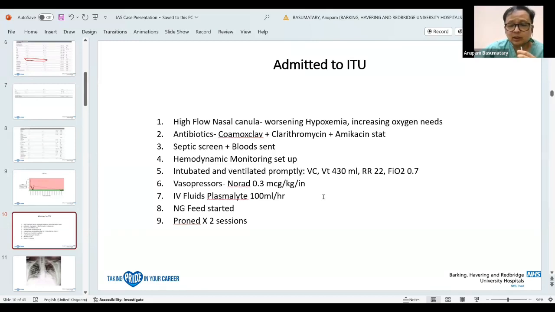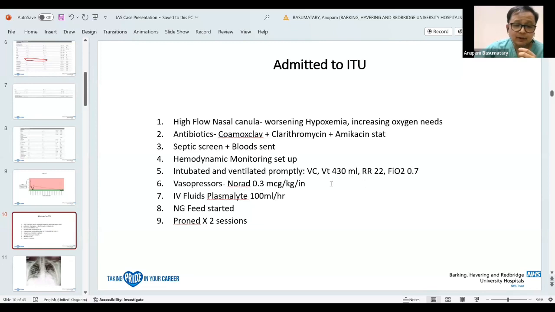Volume control mode, with a tidal volume around 430. PEEP quickly went up to 8 to 10. Respiratory rate had to be around 22. FiO2 was still at about 0.7 after a certain time. He was sedated and also paralyzed. He required vasopressors to begin with. It slowly crept up to 0.23 as a mix of sepsis plus sedation.